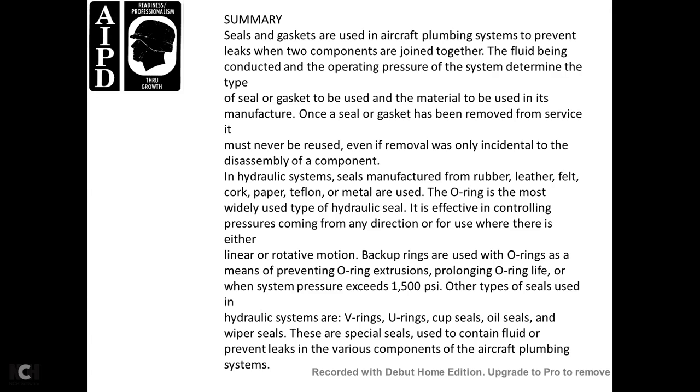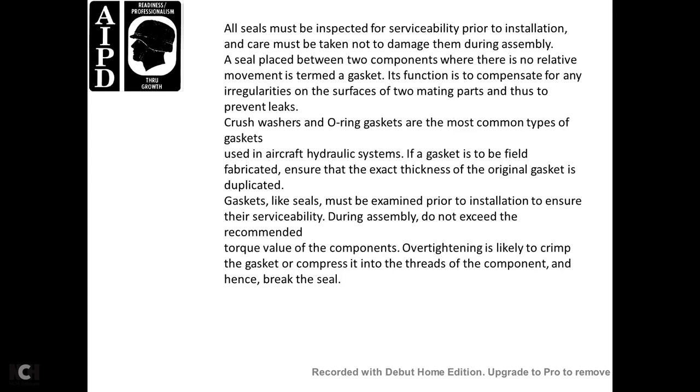Backup rings are used with O-rings as a means of preventing O-ring extrusion and prolonging O-ring life when system pressure exceeds 1500 psi. Other types of seals used in hydraulic systems are V-rings, U-rings, cup seals, oil seals, and wiper seals. These are special seals used to contain the fluid and prevent leaks in various components of the aircraft plumbing system. All seals must be inspected for serviceability prior to installation. Care must be taken not to damage them during assembly.